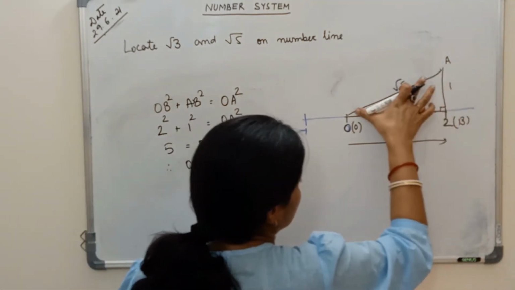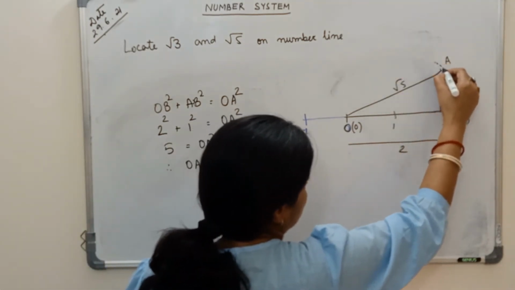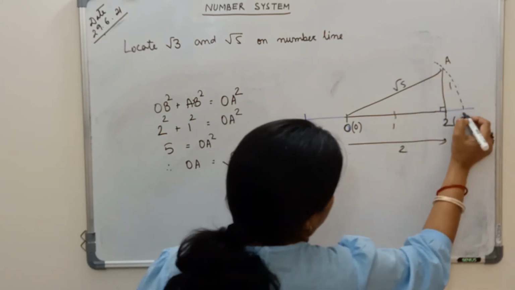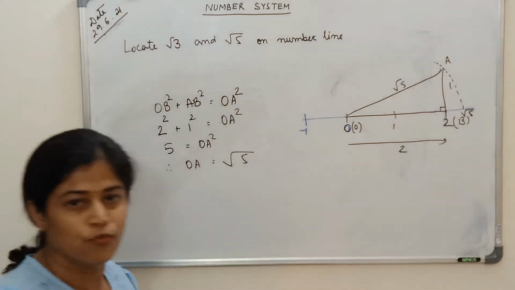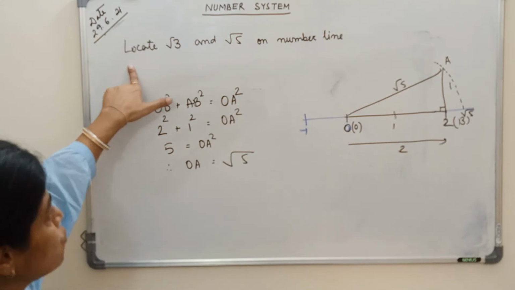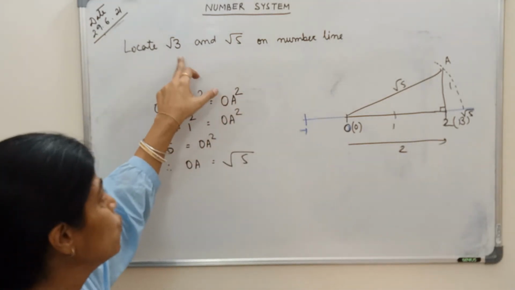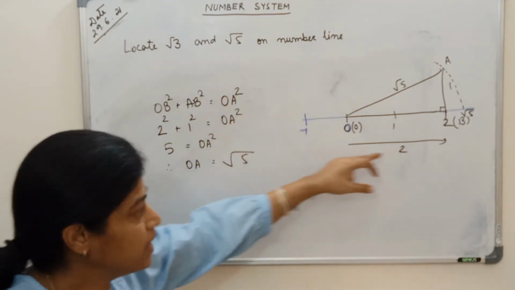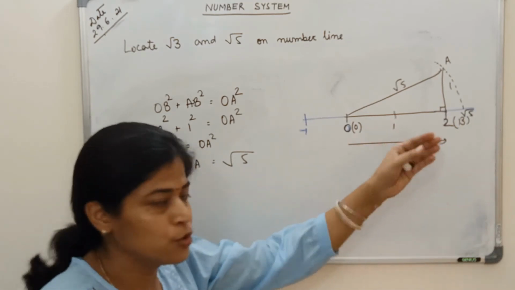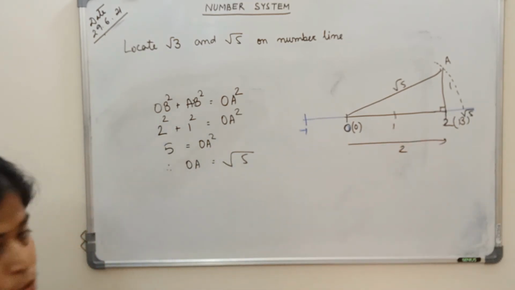If I take this one as radius, it will cut here as an arc. So here we can plot root 5. So hope you understood how to represent root 2, root 3, root 5 on the number line. We can do it for other numbers also.